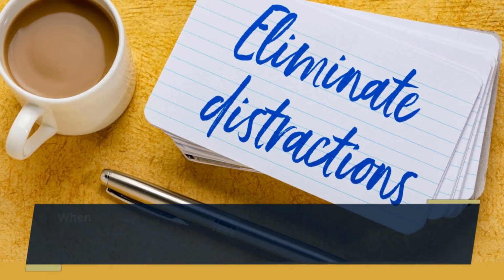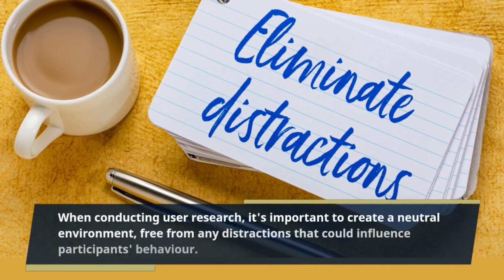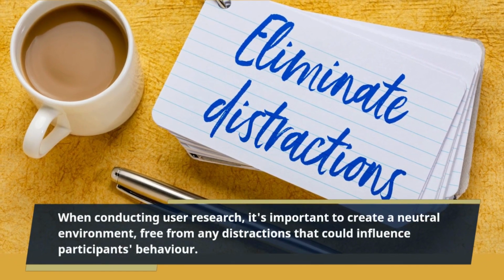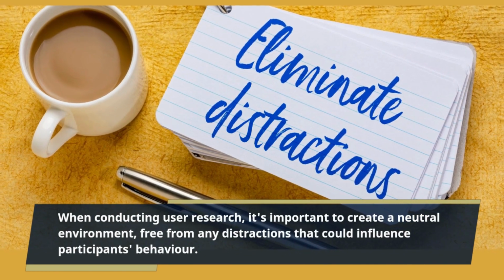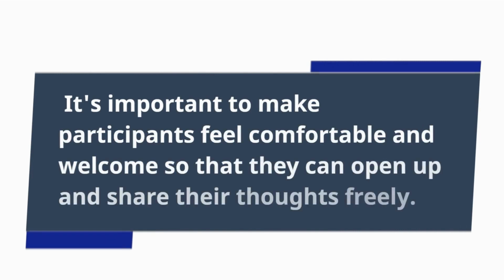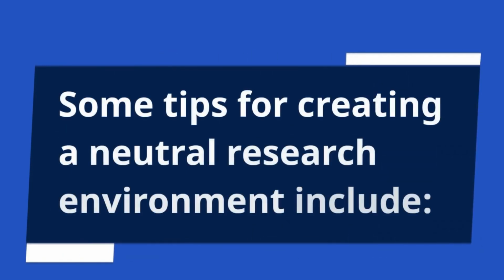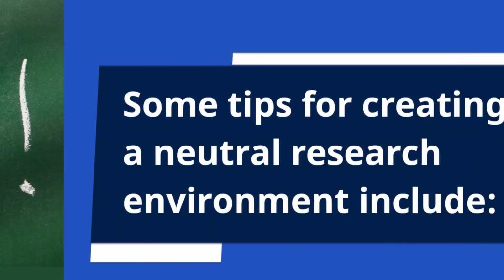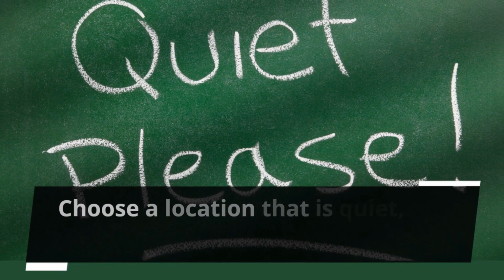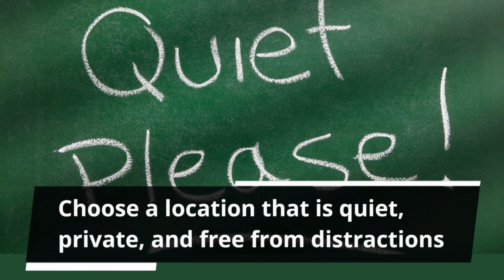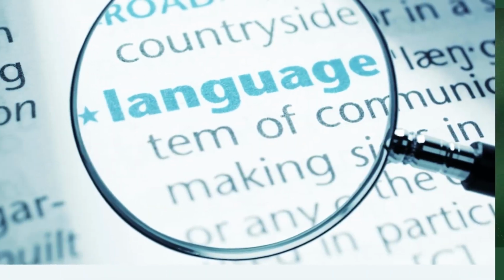When conducting user research, it's important to create a neutral environment, free from any distractions that could influence participants' behavior. It's important to make participants feel comfortable and welcome so that they can open up and share their thoughts freely. Some tips for creating a neutral research environment include: choose a location that is quiet, private, and free from distractions.